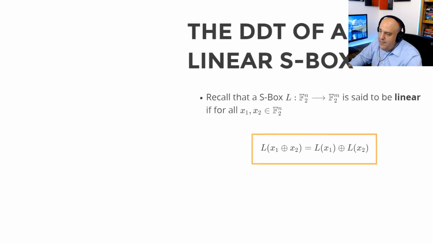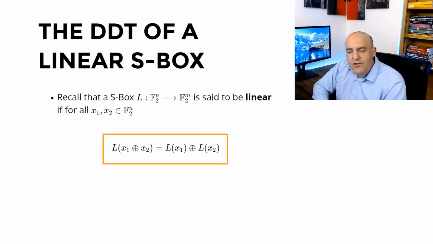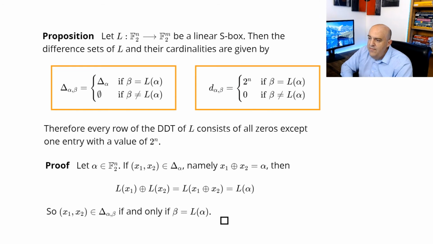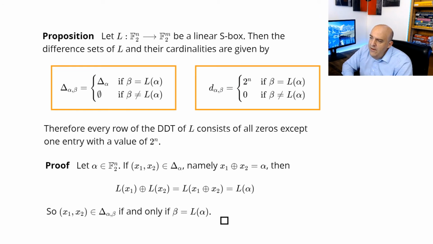Gives the same thing. Now that we know what the definition of the differential distribution table is, let's calculate the DDT of a general linear S-box. Let's recall that an S-box L from F2^n to F2^m is said to be linear if for every elements x1 and x2 in F2^n, L of x1 plus x2 is equal to L of x1 plus L of x2. So L is an additive function. If we take any linear S-box L, then the difference sets of L are actually easy to calculate, and we can find their cardinalities.